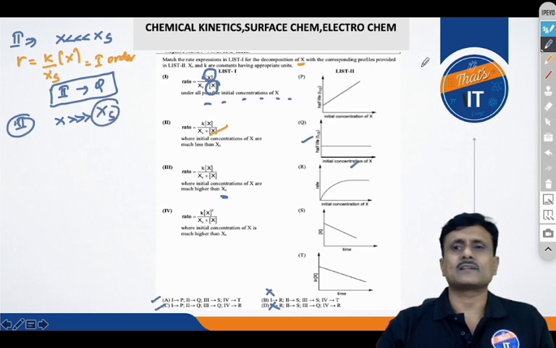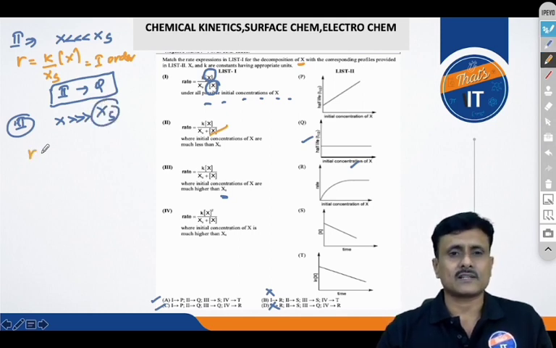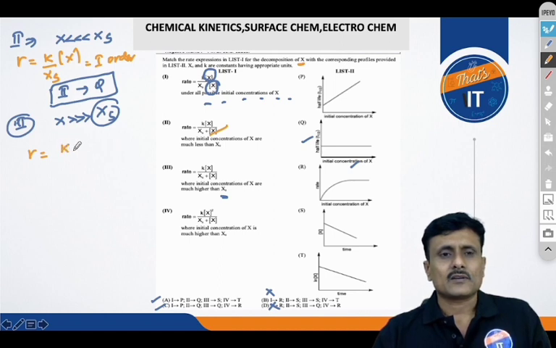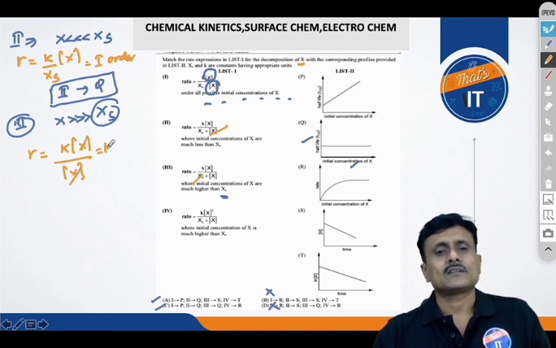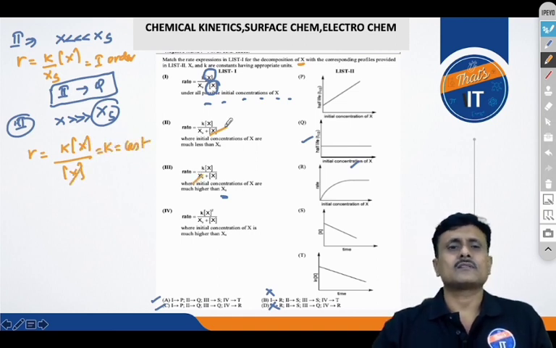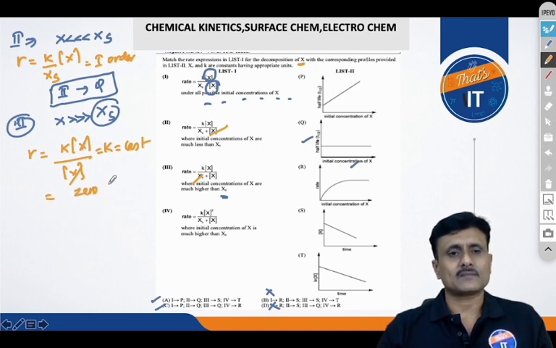So, xs can be neglected from that expression. So, rate equal to k into x by x. You can see xs is neglected. That means it is constant. Alright, that means it is a zero order reaction.